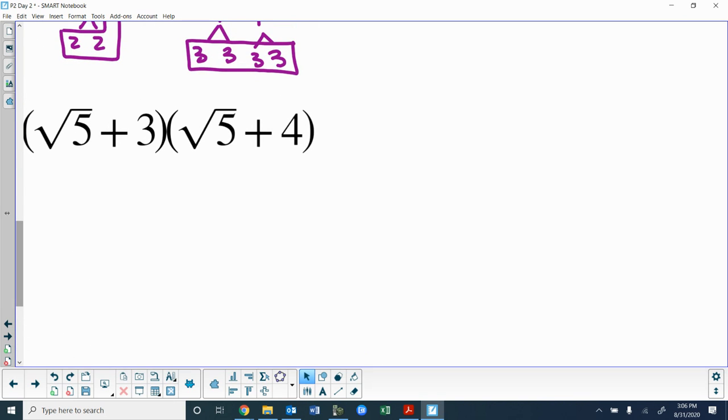All right, so remember, when you have this type of problem, it's multiplication. There's no symbol between the two parentheses. So we're going to FOIL it.